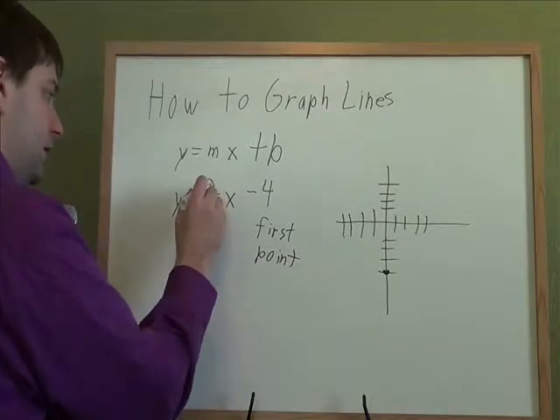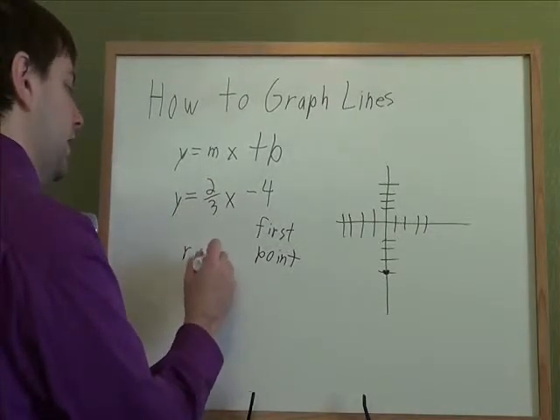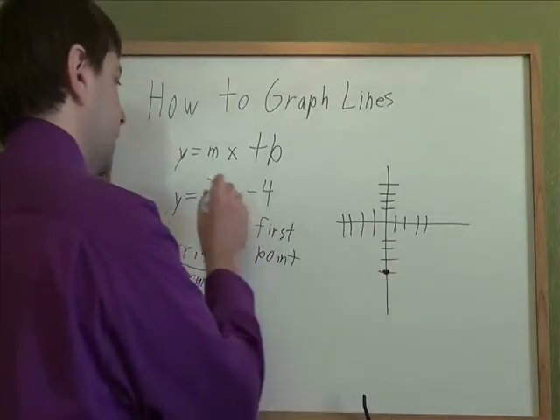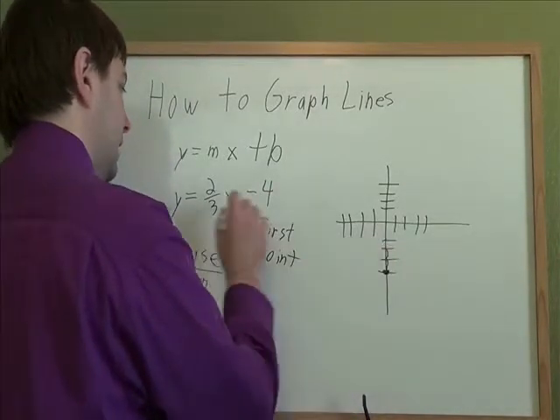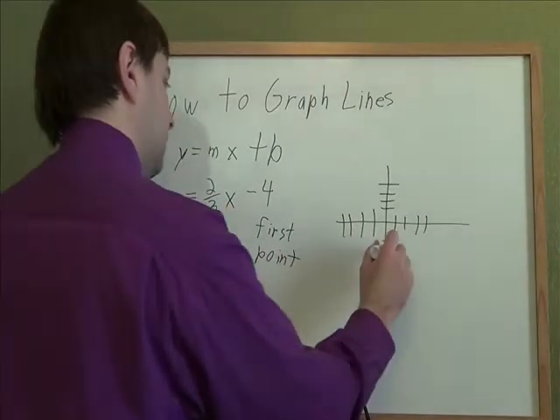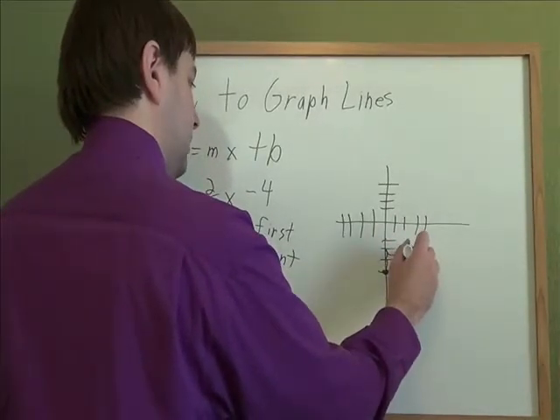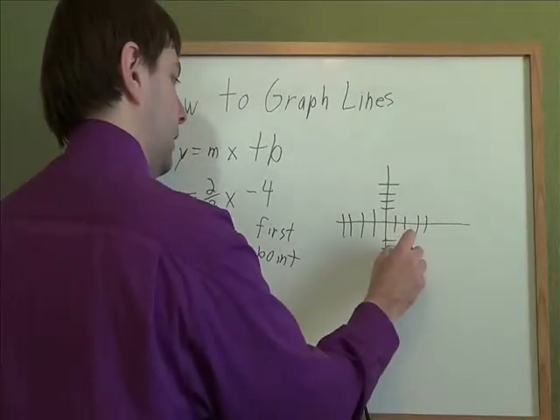Now here, this fraction is your slope. You can think of that as your rise over run. It's how you get to your second point. So from that first point, we've got 2 for the rise, so from there we're going to go up 2. And we're going to run 3, we're going to go to the right 3. So that's that new point there. From the first point we went up 2 and right 3.